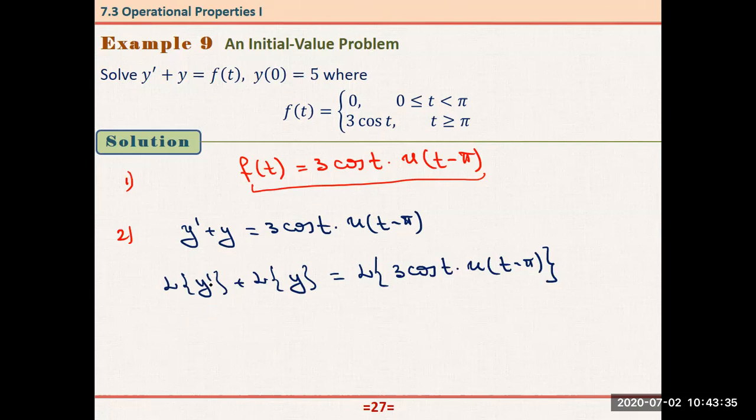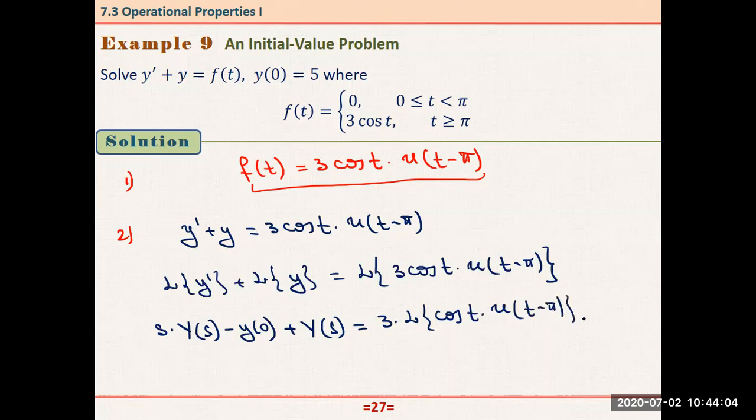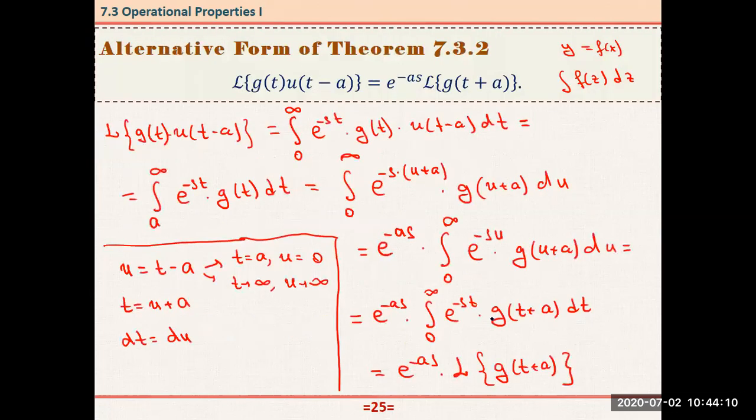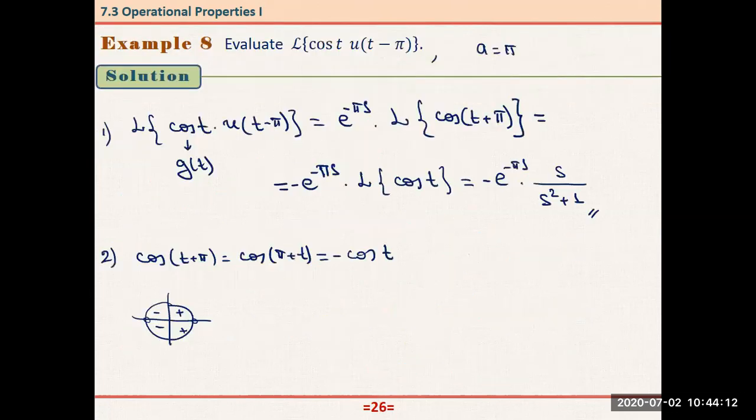We know how to evaluate this. This thing is equal to the first order, just s times capital Y of s, minus y of 0. That is given here. Plus, how about this thing? That is capital Y of s, right? And on the right-hand side, here we have 3 times Laplace transform of cosine of t and u of t minus pi. And if you remember, we have just done this example, right? In the previous slide, let's see here. Where is it? Here.